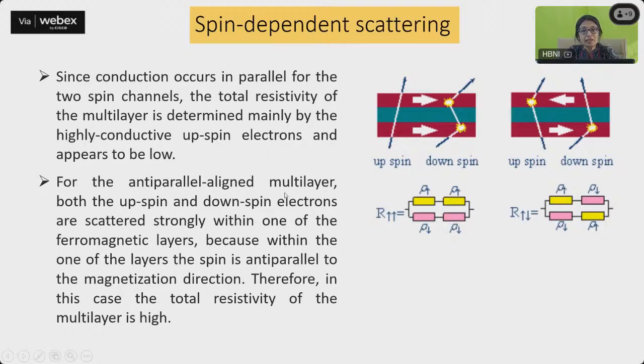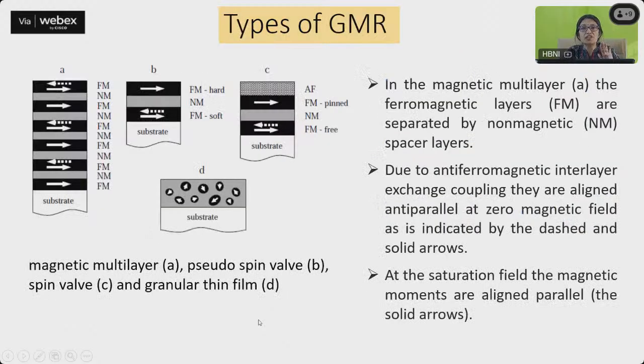When you have the anti-parallel aligned multilayer, both the upspin and downspin electrons are scattered strongly within one of the ferromagnetic layers, because within one of the layers the spin is anti-parallel to the magnetization direction. Therefore, in this case, the total resistivity of the multilayer is going to be very high. So this is the origin of this magnetoresistance effect. Please understand it is due to the conductivity of the electrons, and for the upspin and the downspin you have different conductivity. In one case, the scattering is going to be more with the external magnetic field. In the other case, it is going to be low. And that is why you see this kind of a giant magnetoresistance effect.